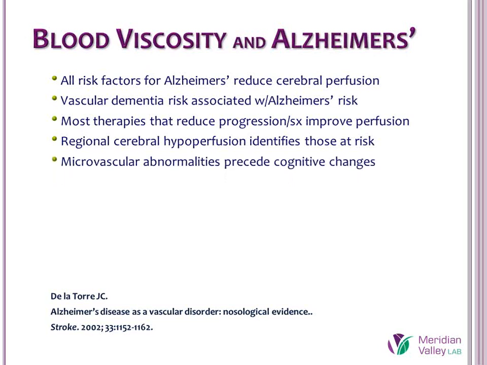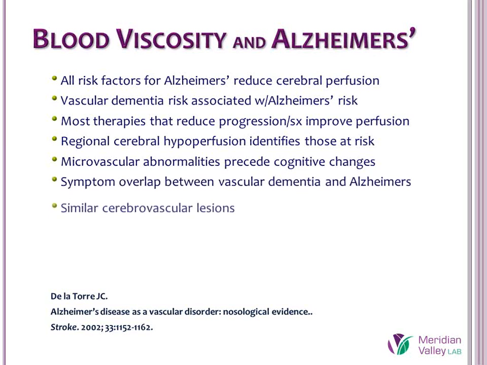Number 5, presence of regional brain microvascular abnormalities before cognitive and neurodegenerative changes occur. So there are microvascular abnormalities that precede cognitive changes. Number 6, there's a common symptom overlap between clinical Alzheimer's and vascular dementia. Number 7, there's a similarity of cerebrovascular lesions present in most cases of Alzheimer's and vascular dementia.